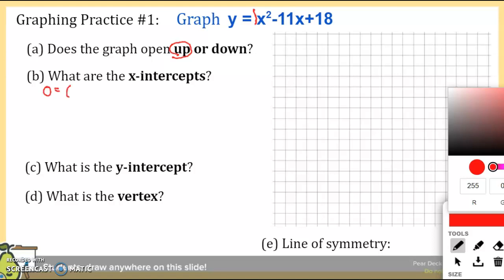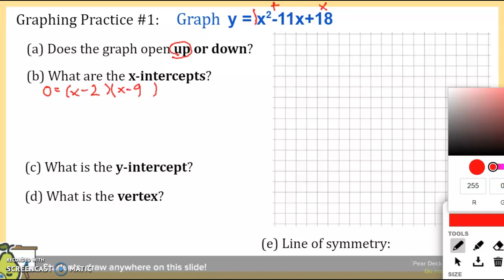Okay, so I know that a is equal to 1, so that's going to be my easy factoring. I'm looking for two numbers that multiply to positive 18, but that add to negative 11. Well, 2 times 9 is 18. If I add those two numbers, I get 11. But I wanted the final sum to be negative, so I test with negative 2 and negative 9.